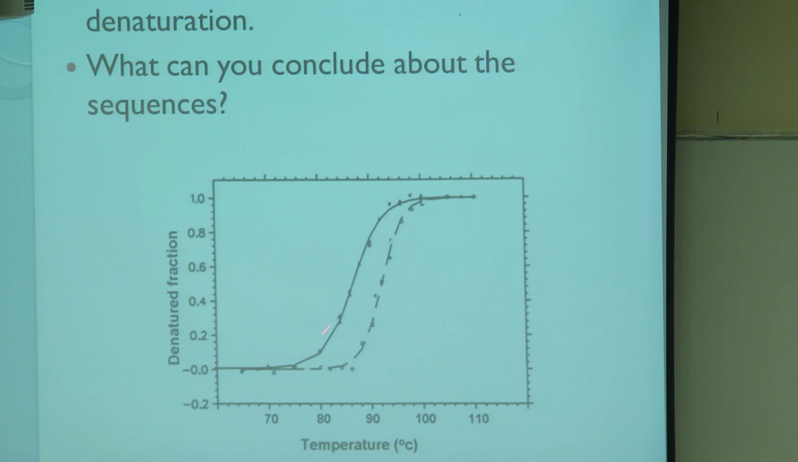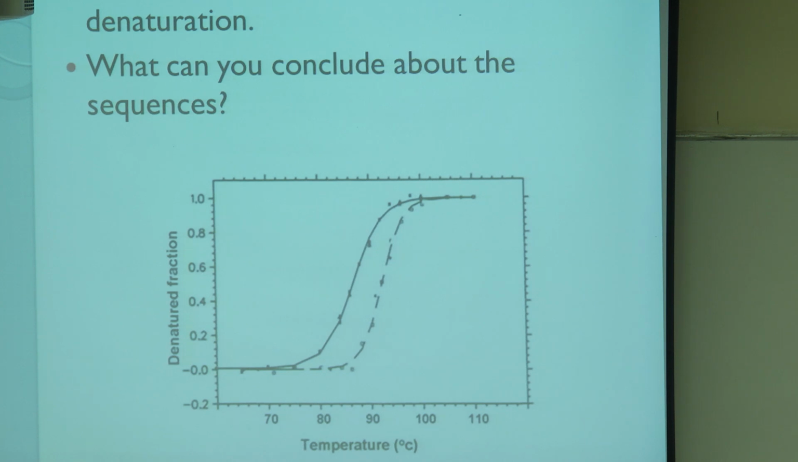Now here you have 2 different DNA sequences. And you see this is a graph with increasing temperature. So we're increasing the temperature. We put the DNA sequences in there. What can you say about the sequences? Okay, this is the denaturing fraction. So it means which fraction, which amount of the protein is not folding properly, is denaturing. What can you say about these 2 sequences?